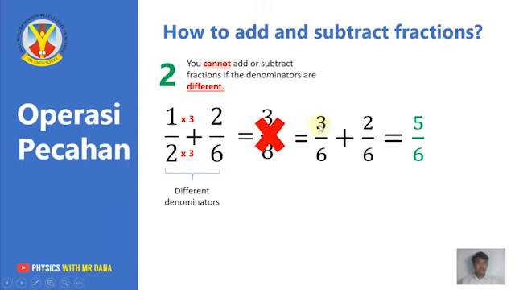You have here 1 times 3 is 3, and 2 times 3 is 6. And just copy this part, 2/6, here, 2/6. Now you have the same denominators, 6. So you can just add the numerators, 3 plus 2 equals 5. So the answer is 5/6.